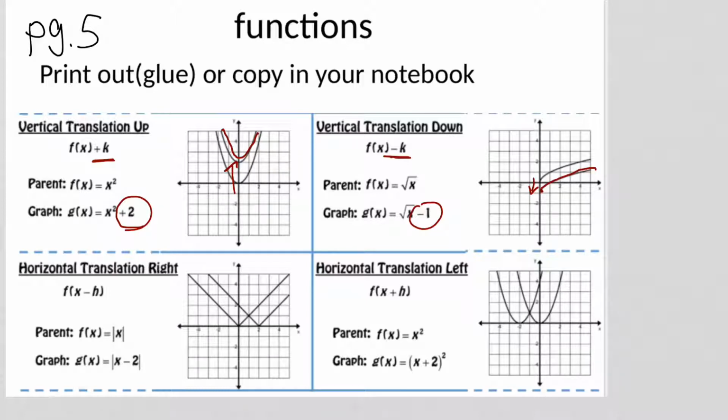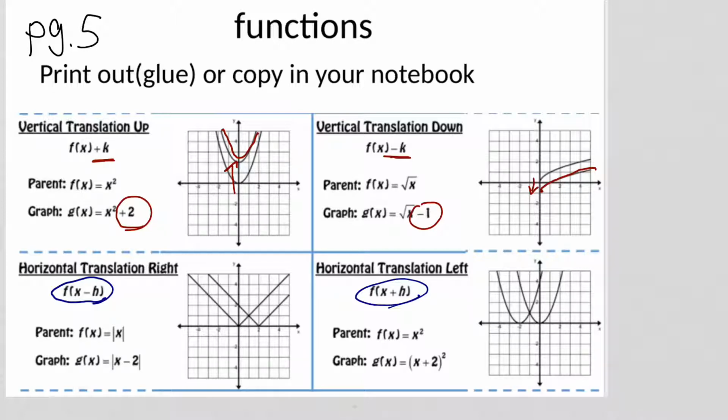We have now going left and right, which is the opposite of what you think. So here, when it's inside the function, not on the outside like the up and down, if it's minus h, it's to the right side. We're going to the right. If it's plus h, we're going to the left.